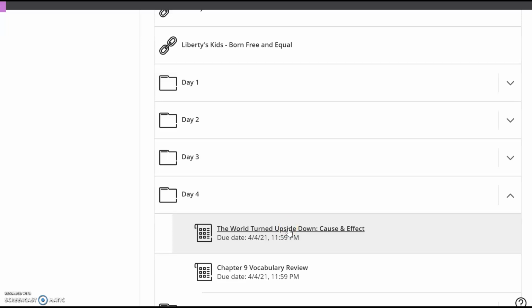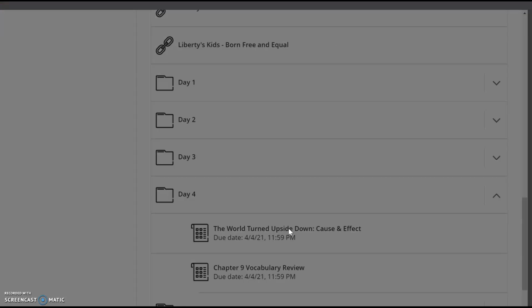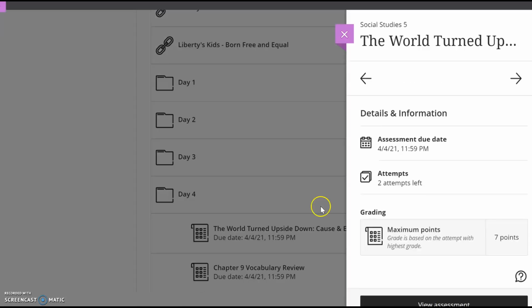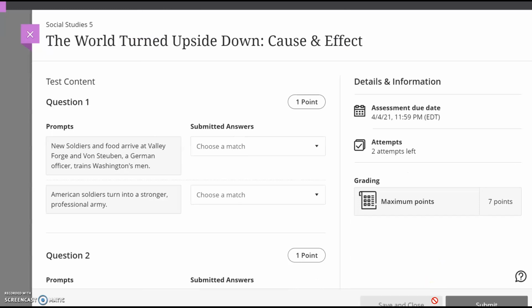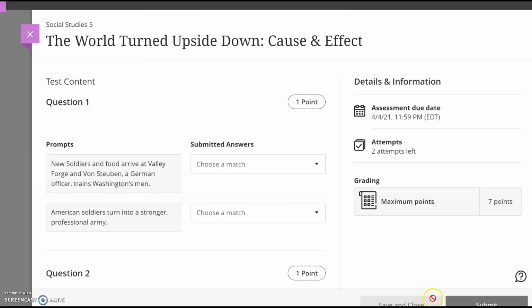The first assignment, World Turned Upside Down, is a cause and effect. You're going to turn to your textbook, click on View Assessment, and we are going to begin.